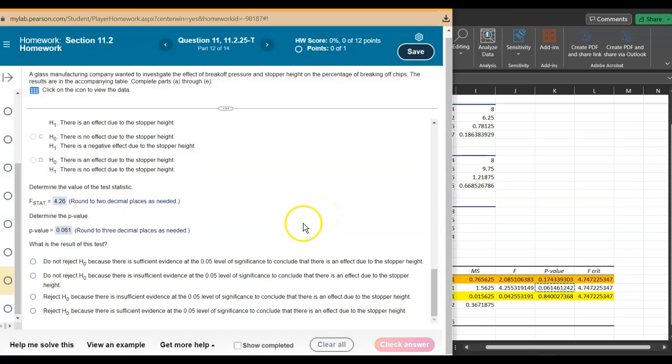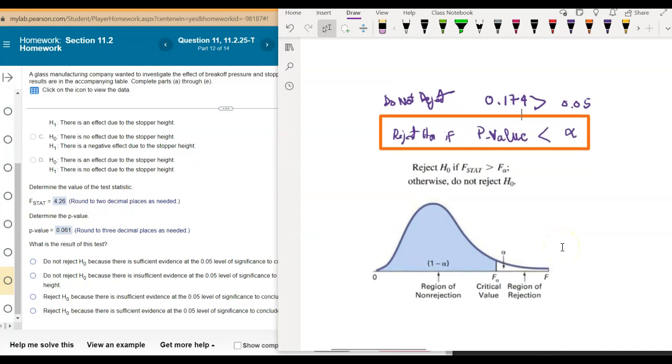Okay, the conclusion right now. Let's go back to the chart. All right, so for this case, we got the alpha 0.05. The p-value right now is 0.061. And you can see still the p-value is greater. So do not reject.